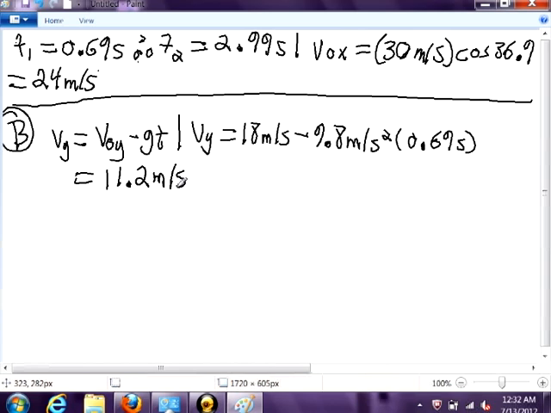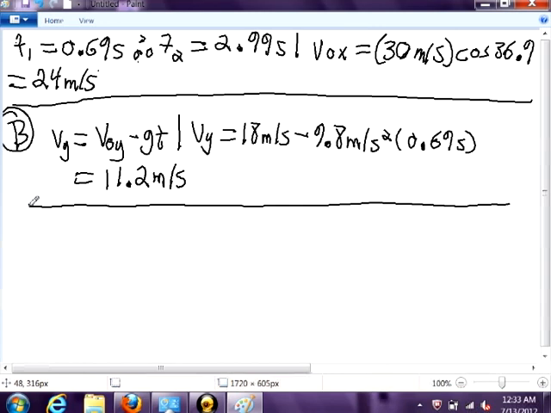in the plus y direction, because remember, the plus y direction was up, so the ball was going up. When the batter hit the ball, it was going up into the plus y direction, so this 11.2 meters per second is positive, as we would think it would be. Okay, so at 0.69 seconds, the y component of the velocity was 11.2 meters per second. So now let's see the y component for 2.99 seconds.